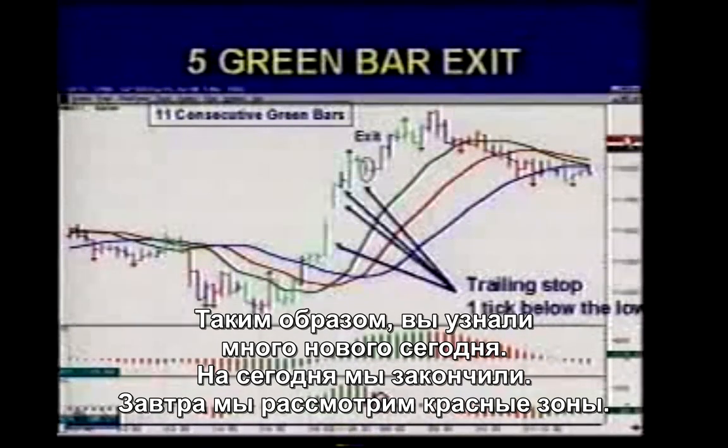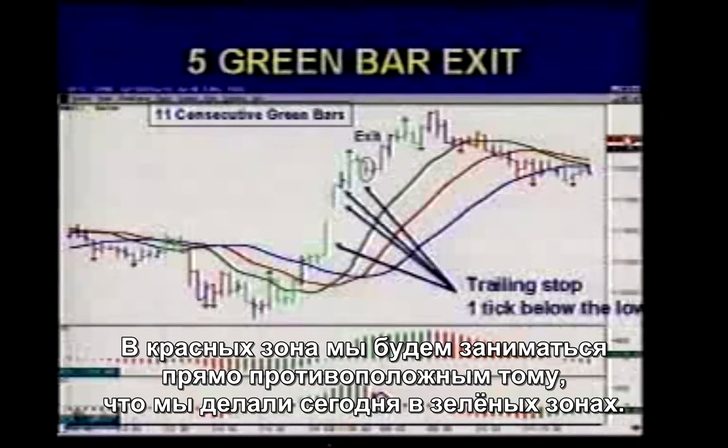We're going to go ahead and finish up today now. Tomorrow we'll come back and we're going to be covering the red zone. So we're going to do the exact opposite of what we did today in the red zone.